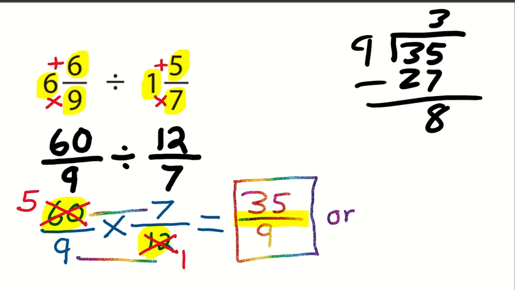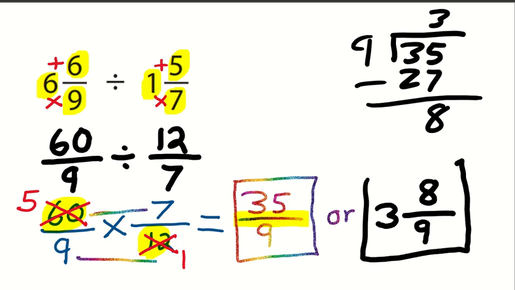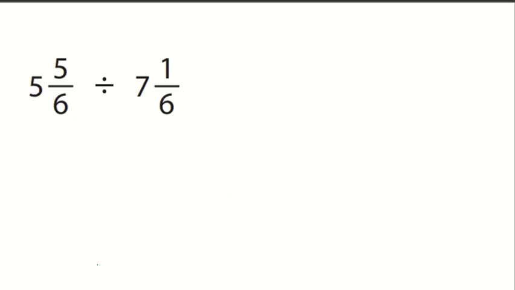So what that tells me is 9 will go into 35 3 whole times. And the remainder is going to be 8. And then, of course, the denominator stays the same. The denominator is going to be 9. So there's 2 answers just for you on how to do the division of those mixed numbers. Now, if you're still confused, let's try another one.